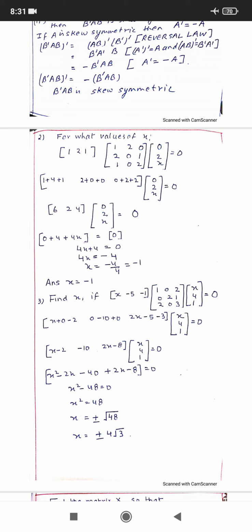So what is left? x square minus 48 is 0. x square is 48. x is equal to plus minus square root of 48. Square root of 48 will become, we know 16 threes are 48, and square root of 16 is 4. So we get the value of x as plus minus 4 root 3.